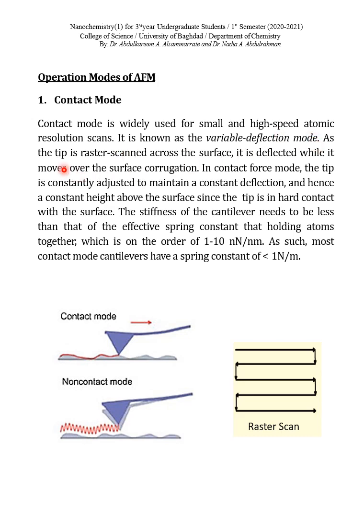So, as the tip is raised or scanned across the surface, it is deflected while it moves over the surface corrugations. وخلال مد التب يسكان السيرفس طبعا راح يعاني من ال deflection نتيجة ال corrugation أو ال curvatures أو profile curves above the surface. In contact force mode, the tip is constantly adjusted to maintain a constant deflection and hence a constant height above the surface since the tip is in contact with the surface.